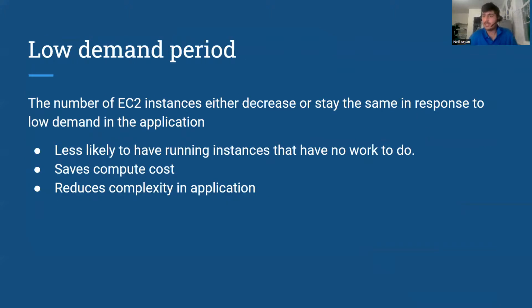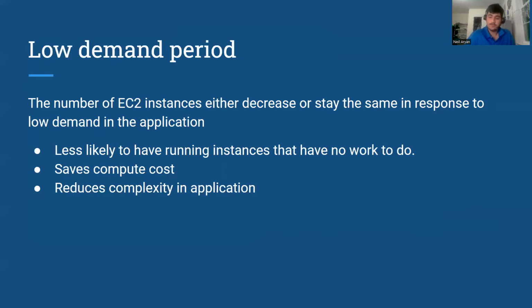So now there are two periods of time that we're going to be talking about in which the EC2 instances will either decrease or increase. In a low demand period, it's going to decrease or stay the same, depending on what state it is. It'll never increase during a low demand period because it's less likely to have running instances that have no work to do. We're removing instances here because we don't have enough work for all of them to do. So it saves compute costs and it reduces the complexity in your application by removing different moving parts that are already there.